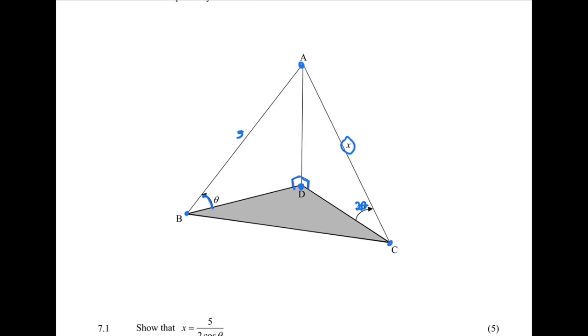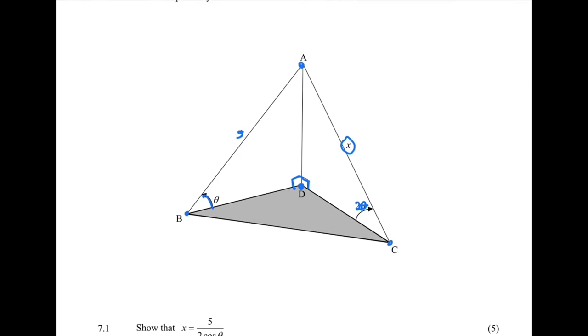So what you want to do in this kind of questions, you want to start with the triangle that has the most information and move towards the triangle you're interested in. Clearly, triangle ADB has the most information compared to triangle ADC. So let's start from triangle ABD and move towards triangle ADC.